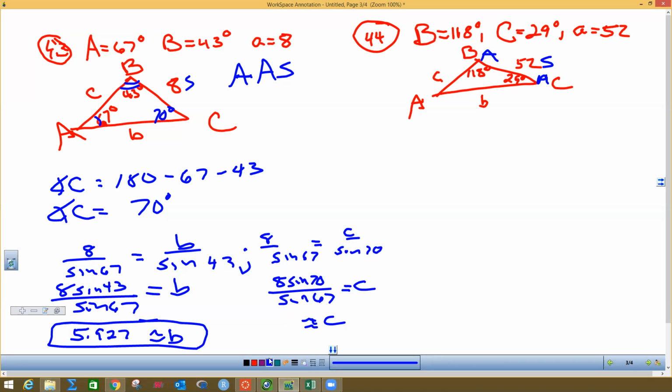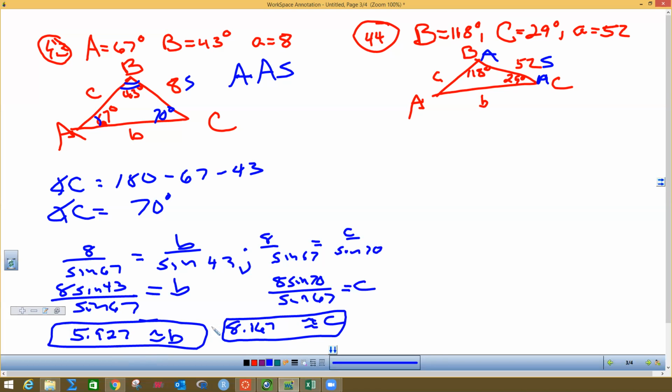So do you not know how to do this one? Is this why you asked it? What'd you get? 8.167. Anybody verify those two? I got 8. Did you get this one too? Okay. All right. Did you not know how to do it?